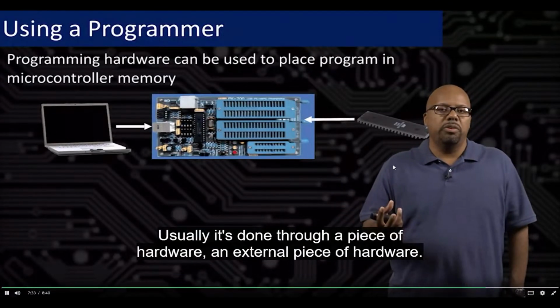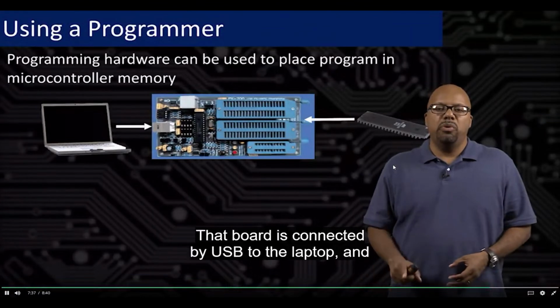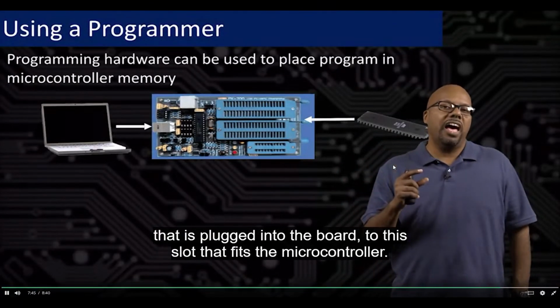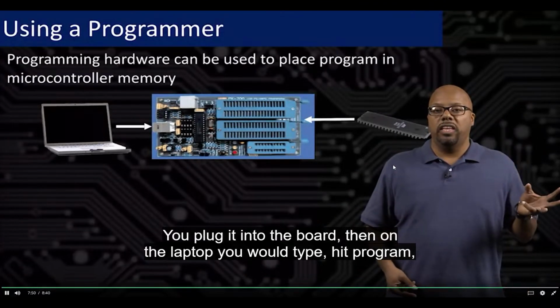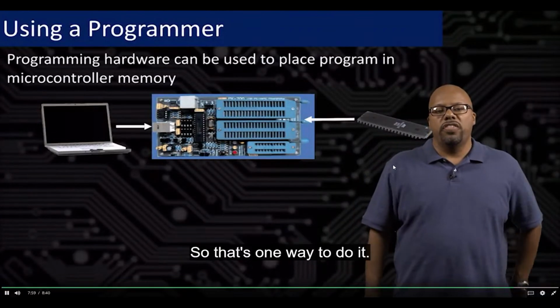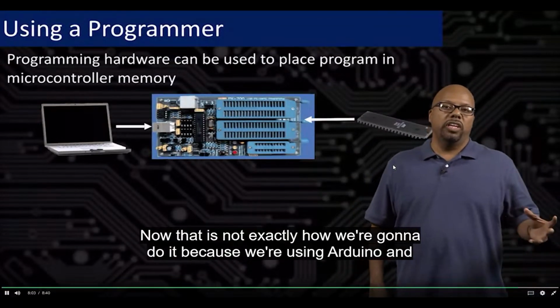Usually it's done through an external piece of hardware. Here we see in the middle a little board. That board is connected by USB to the laptop, and the microcontroller chip on the side of the diagram is plugged into the board. There's a slot that fits the microcontroller. You plug it into the board, then on the laptop, you hit program, there's a button, and it'll write the data into the memory of that microcontroller. So that's one way to do it. Now that is not exactly how we're going to do it, because we're using an Arduino and Raspberry Pi.